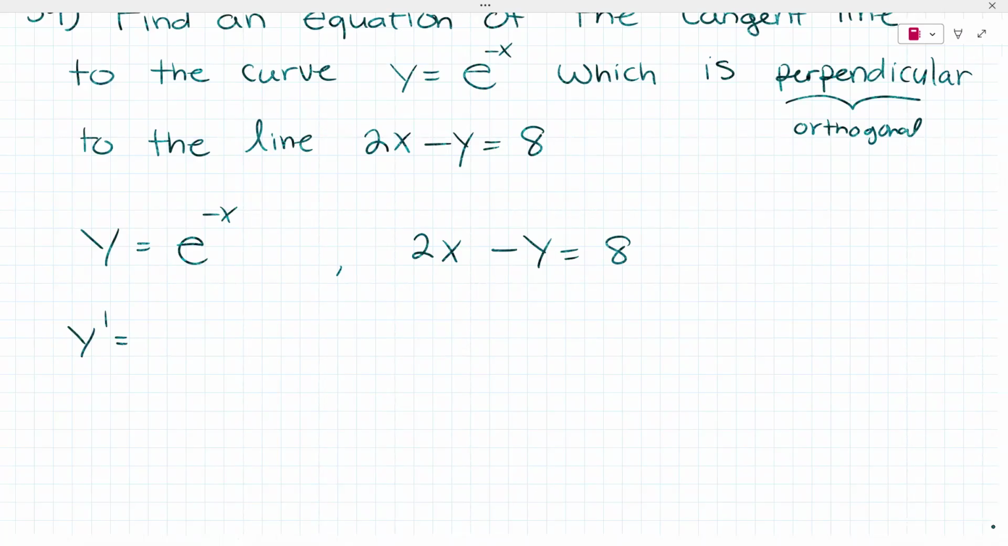So yeah, y prime. So what's the derivative of e to the negative x? It's basically e itself times the derivative of the power, which is negative 1. That's negative 1 e to the negative x. And over here, what I would do is first solve for y, then take the derivative. I'm going to subtract 2x, subtract 2x.